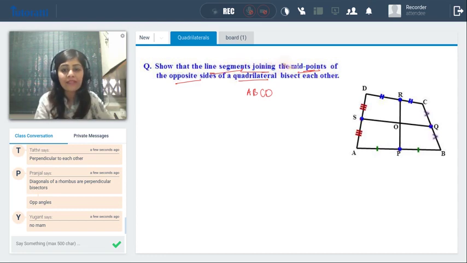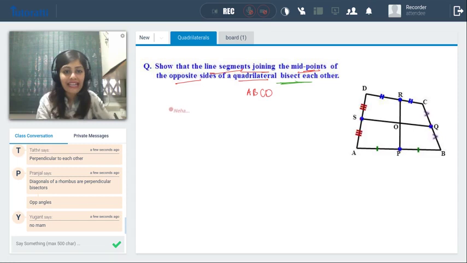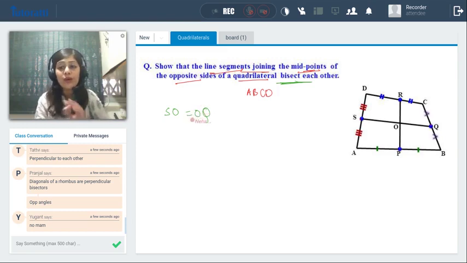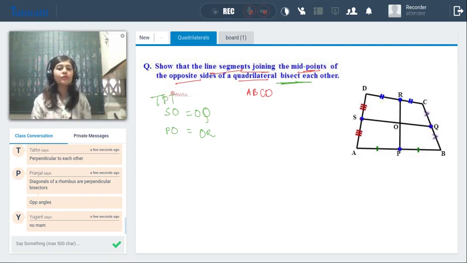So show that the line segments joining the midpoints of opposite sides of the quadrilateral bisect each other. Now, students, pay attention. What we need to show is that these line segments bisect each other. Means what? I need to show that SQ is getting bisected. That means SO equal to OQ. Also, what do I need to show? PR is also getting bisected. That means we also need to prove PO equal to OR. Yes, students. So this is what we need to prove. I need to prove that SO equal to OQ, PO equal to OR.